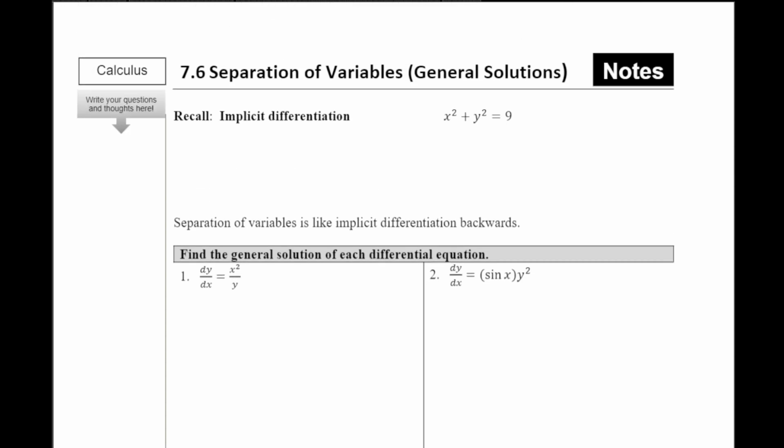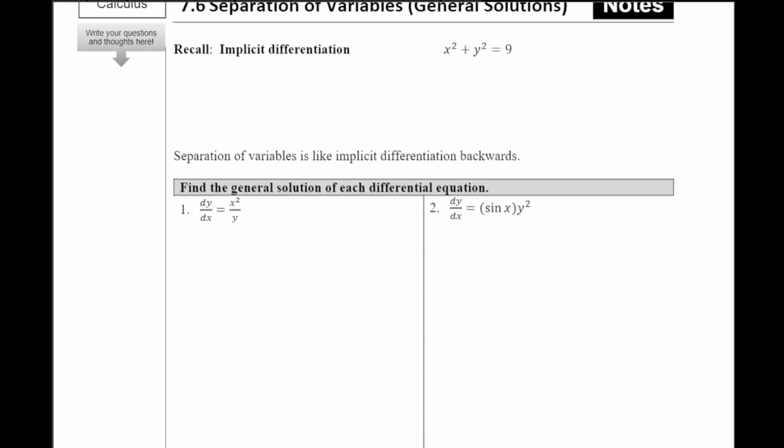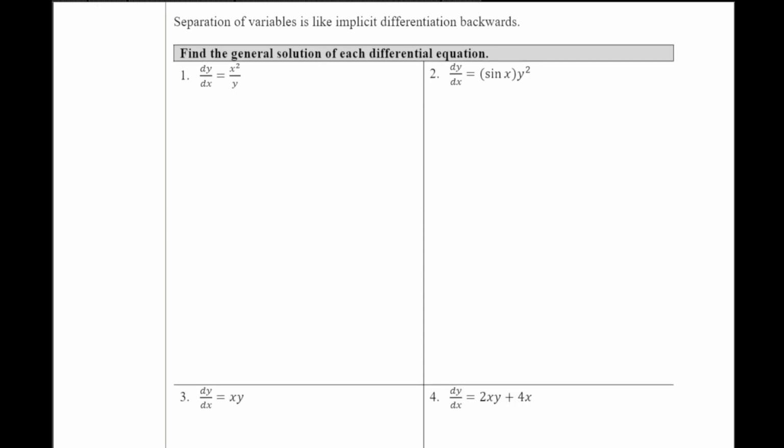7.6 Separation of variables. If you recall implicit differentiation from 3.2, this here, 7.6, is like doing that backwards. So, let's do this first example here. dy/dx is equal to x squared.